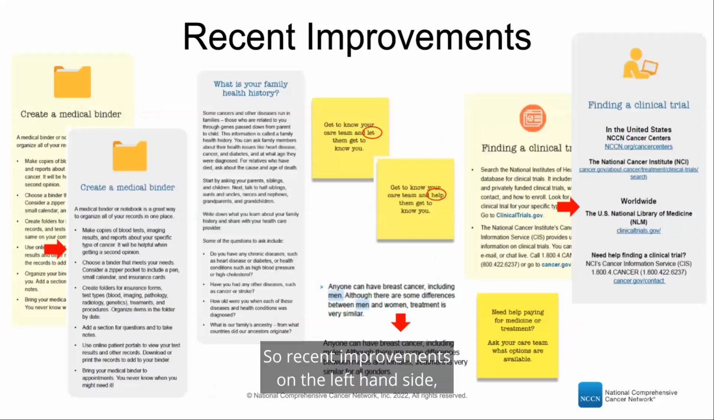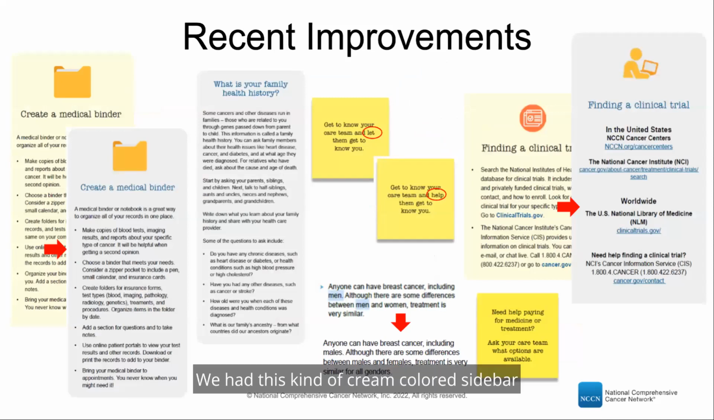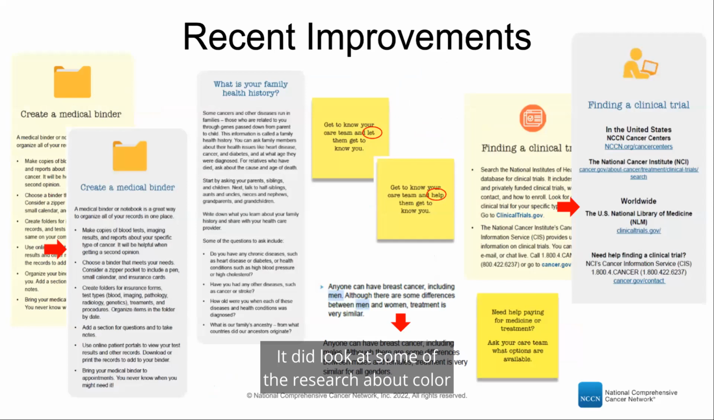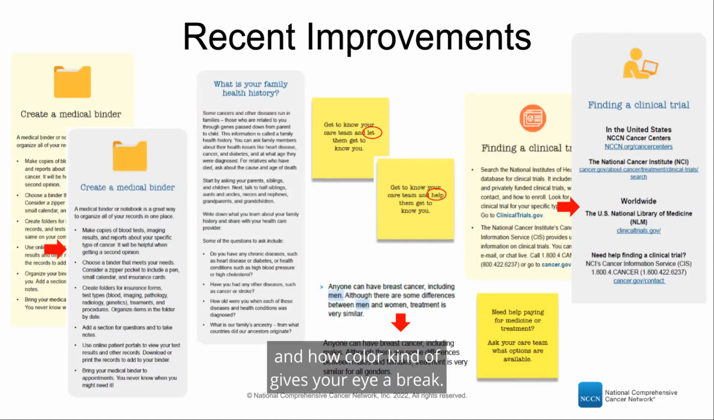So recent improvements on the left-hand side, we're finding our way with this. We had this kind of cream colored sidebar, and now we're trying out a gray. And in some of the books, it's clear. I kind of like the gray. I did look at some of the research about color and how your eye moves through a page, and how color kind of gives your eye a break.